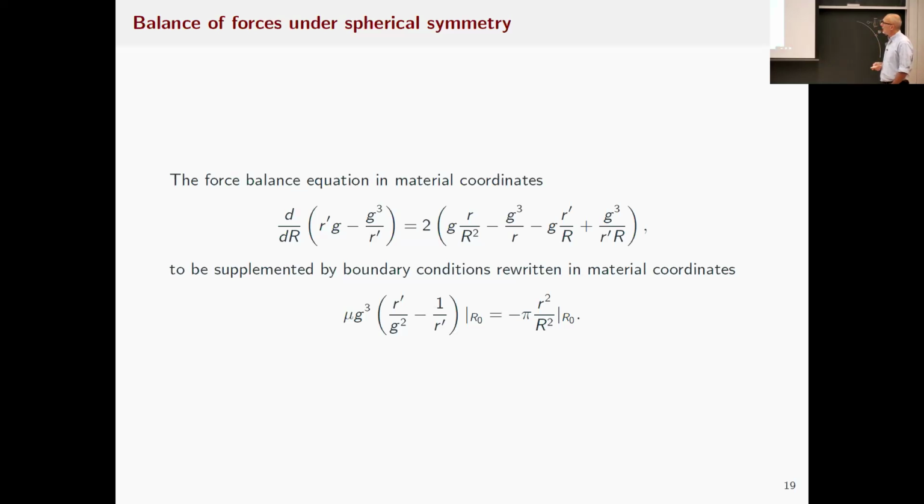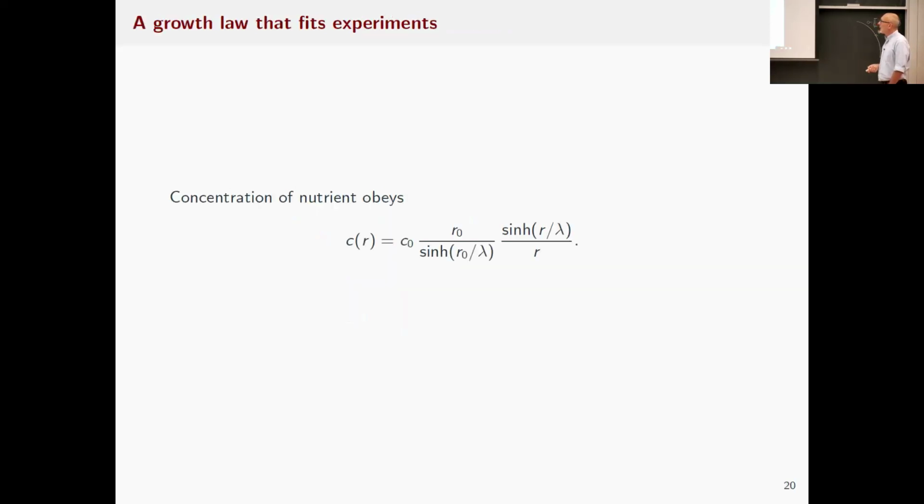Now the question is, what does the growth depend on? This is the key question. And we try to give the simplest answer to this key question. And the simplest answer is written here. There is a distribution of nutrient that goes from the boundary internally. So this is an exponential decay of C from C naught at the boundary to roughly zero after a length, capital lambda, which depends on the diffusivity.